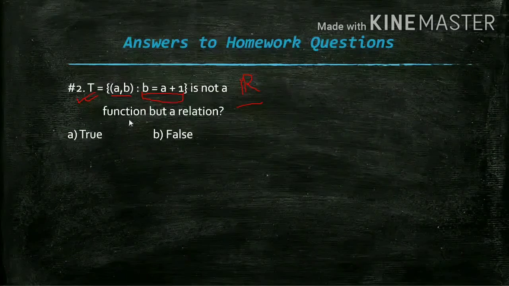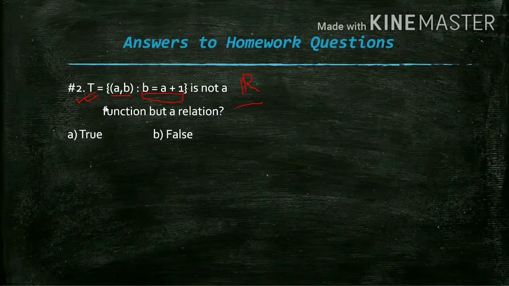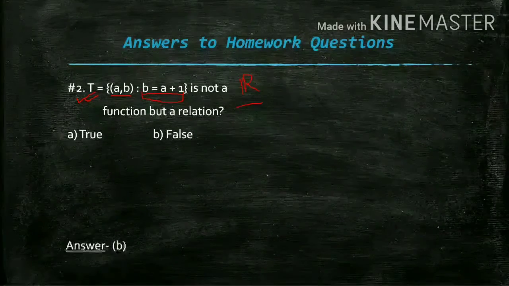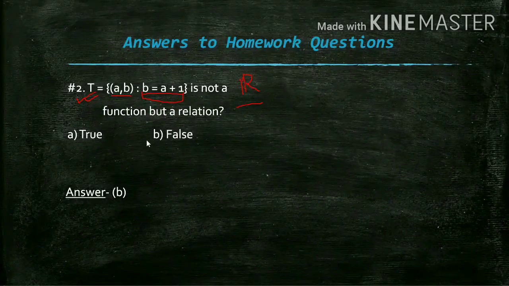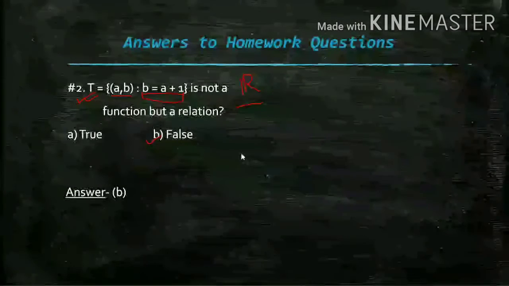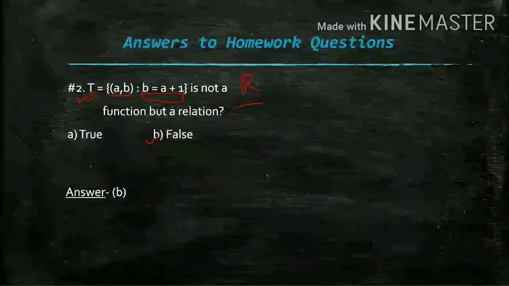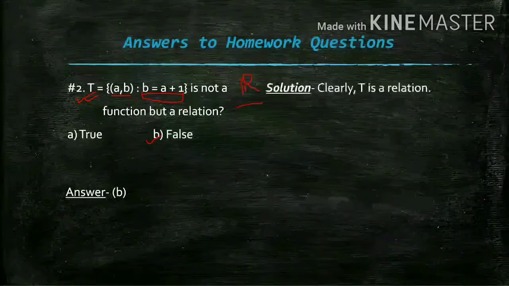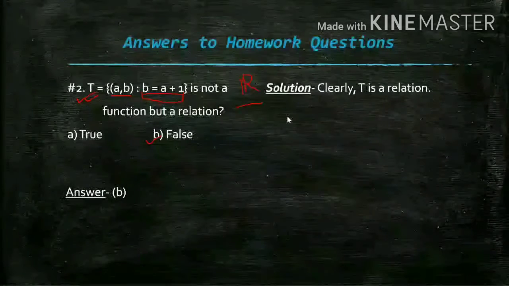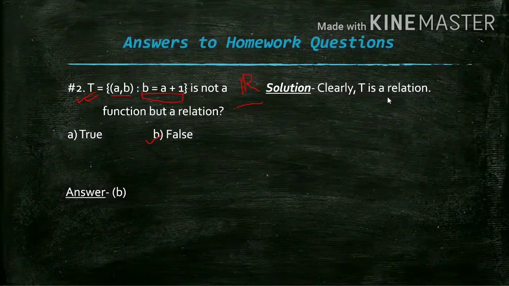Now it is saying that T is not a function but a relation. That means it is not a function, just a relation, and you need to say whether this is true or false. So let's see the answer. It is false, basically. It is a false statement that it is not a function but a relation. That means it is a function, and a function implies a relation only. Okay, so let's see the solution now. Clearly, T is a relation, no doubt. A set with ordered pairs. So we need not argue with that.